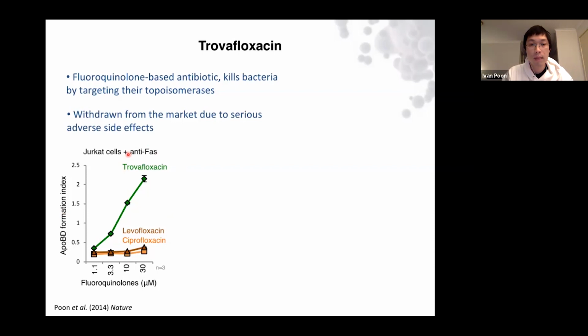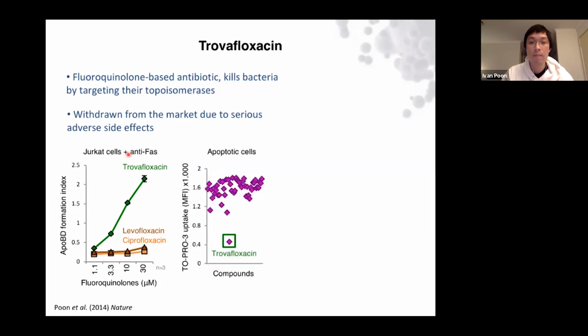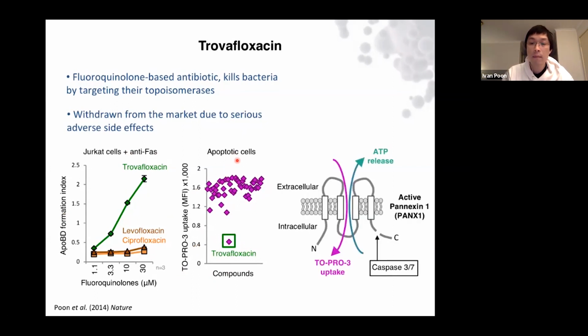But we were extremely lucky because in our screen, we actually used this dye called TO-PRO-3, to see how this dye is taken up into apoptotic cells. And we find that this antibiotic, trovafloxacin, can actually block the uptake of TO-PRO-3 into apoptotic cells. And how the TO-PRO-3 enters apoptotic cells is through a channel called pannexin 1.